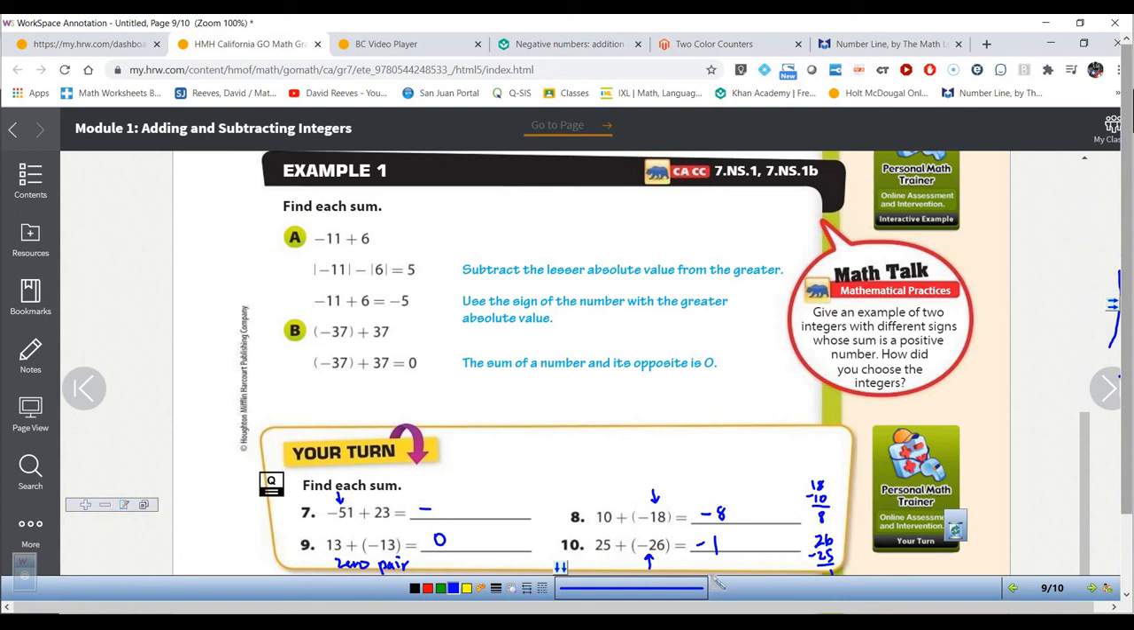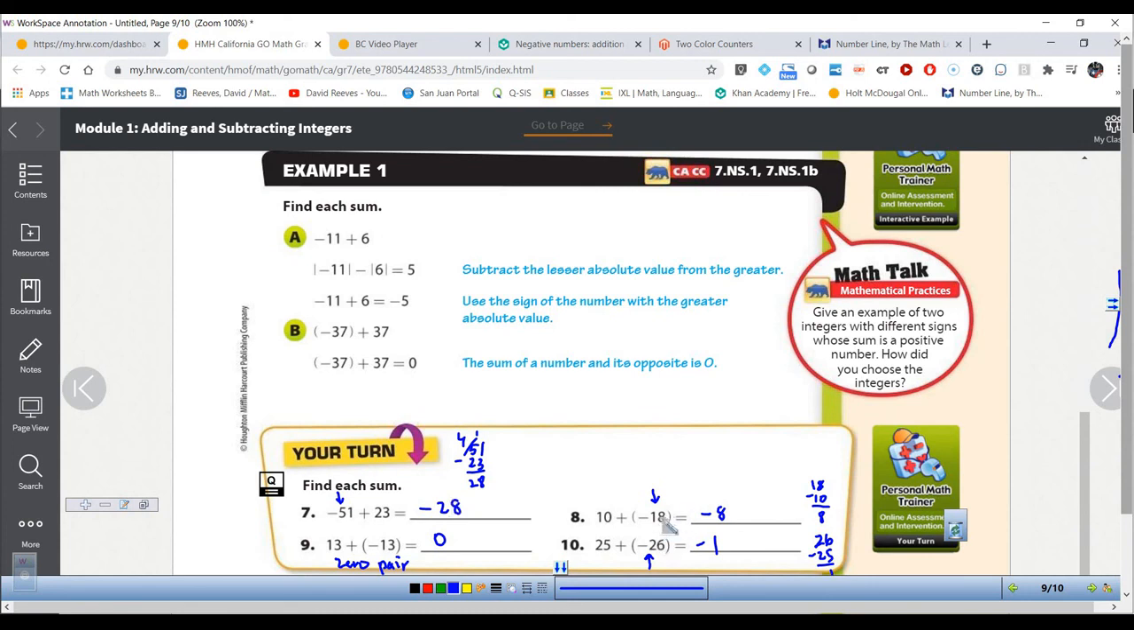All right, and so number 7, it's a little more complicated, so I saved this one for last, but it's not that bad. We can subtract, right? 51 minus 23. We're going to have to borrow, right? Remember borrowing? It's been a while if you haven't done this. All right. So 11 minus 3 is 8. And then 4 minus 2 is 2. So 51 minus 23 is 28. So negative 51 plus positive 23 is negative 28.